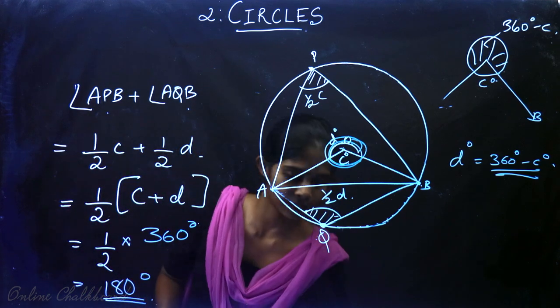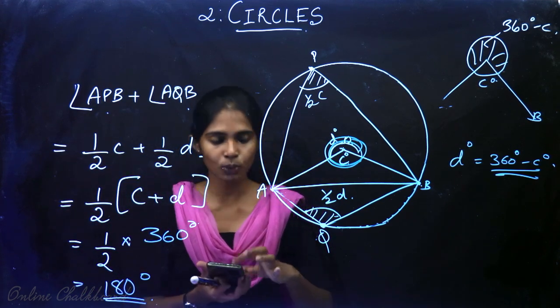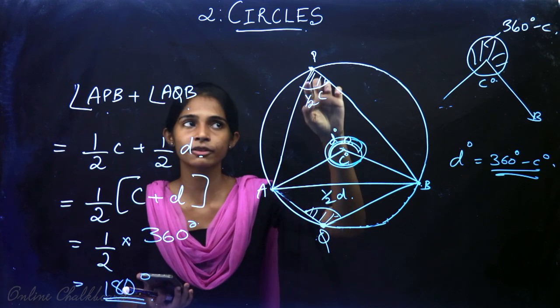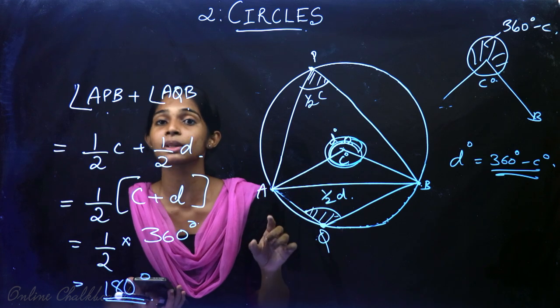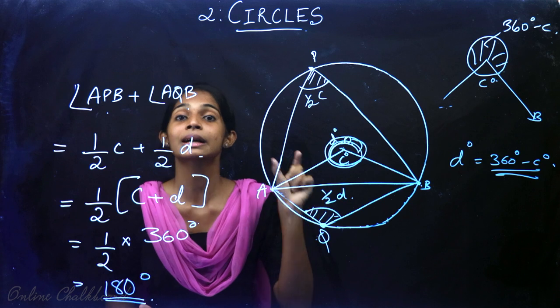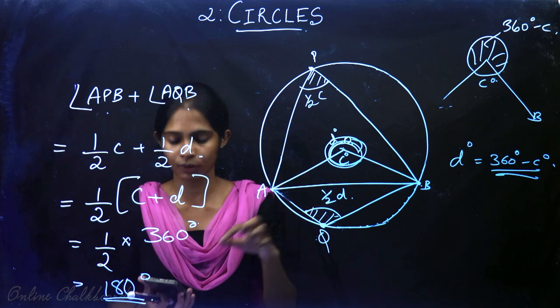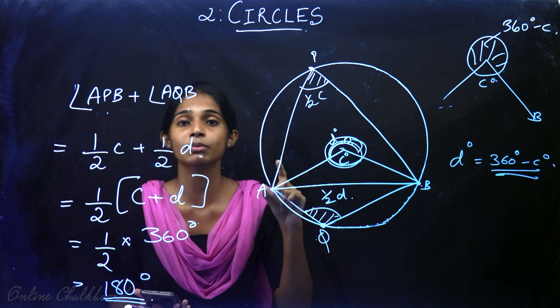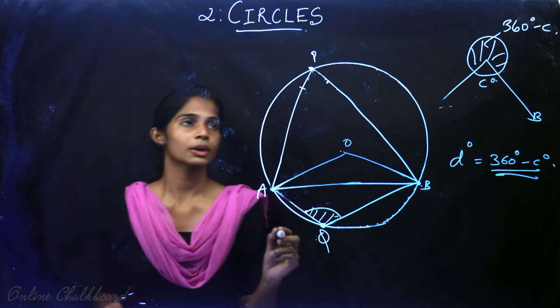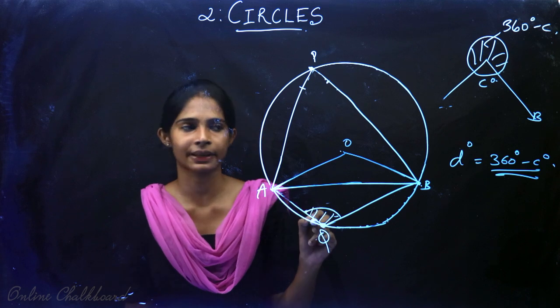So the two angles formed on the alternate arcs sum to 180 degree. Or we can say these two angles are supplementary angles. Okay, we have a question to wind up this session.